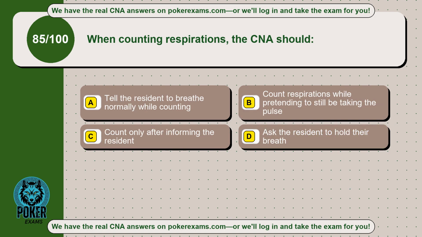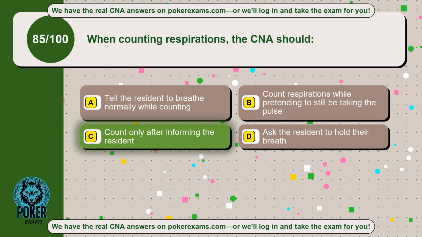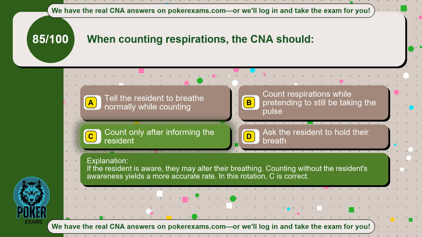Question 85. When counting respirations, the CNA should: Option A, tell the resident to breathe normally while counting. Option B, count respirations while pretending to still be taking the pulse. Option C, count only after informing the resident. Option D, ask the resident to hold their breath. The correct answer is option C. Count only after informing the resident. If the resident is aware, they may alter their breathing. Counting without the resident's awareness yields a more accurate rate. In this rotation, C is correct.